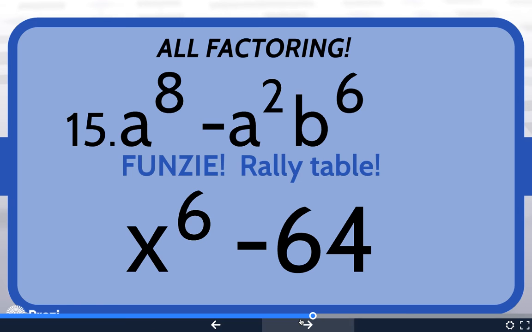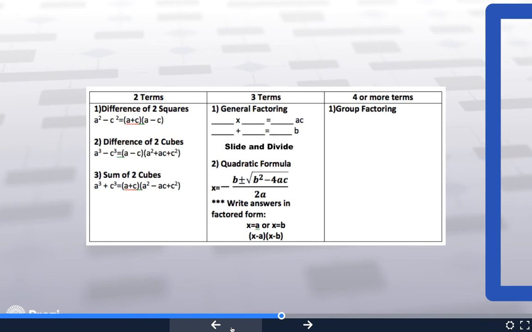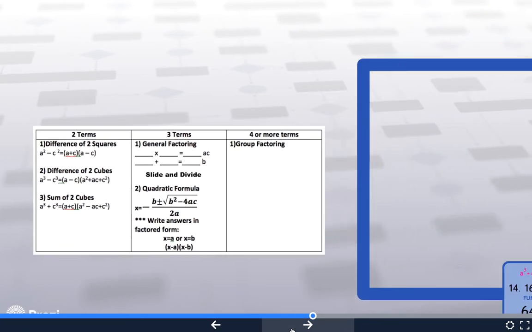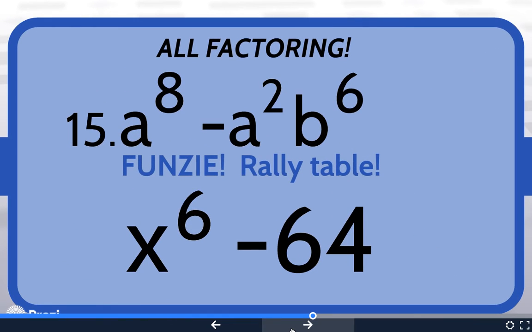Okay, so these next 2 problems, we're going to be combining all the factoring techniques. So this chart is going to come in handy because we have to know which factoring technique to use at what time because we're combining all of them. Okay, so go ahead and pause the video and watch example problem 15.